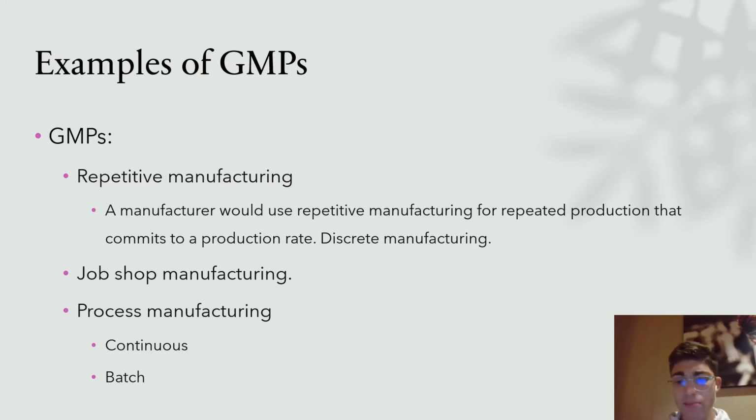So some examples of GMPs. Some manufacturing practices that are commonly used. Repetitive manufacturing is what we're going to mainly talk about today as a GMP, but repetitive manufacturing is for repeated production, as per the name, that commits to a production rate, and also can include discrete manufacturing, which is similar to repetitive manufacturing but has some key differences. We're going to breeze over those today. But there's also job shop manufacturing, process manufacturing, continuous and batch production. All these are different types of manufacturing and processes that businesses undergo.